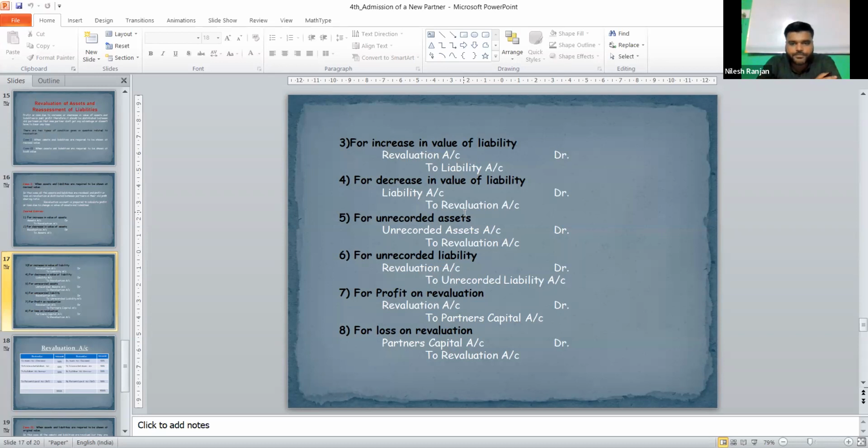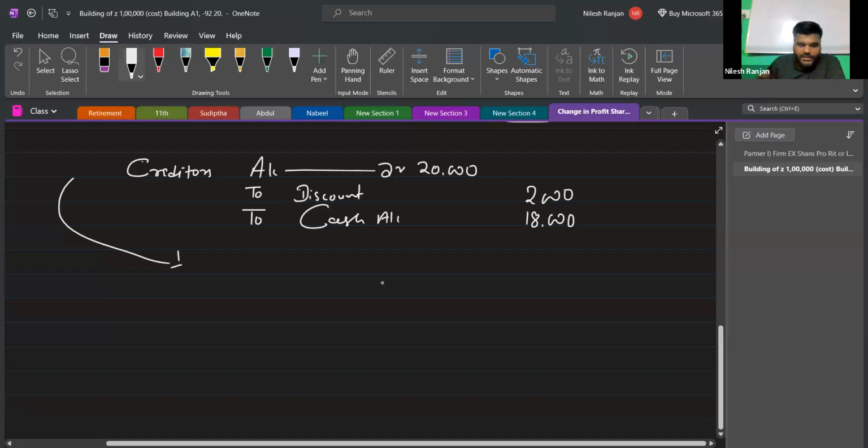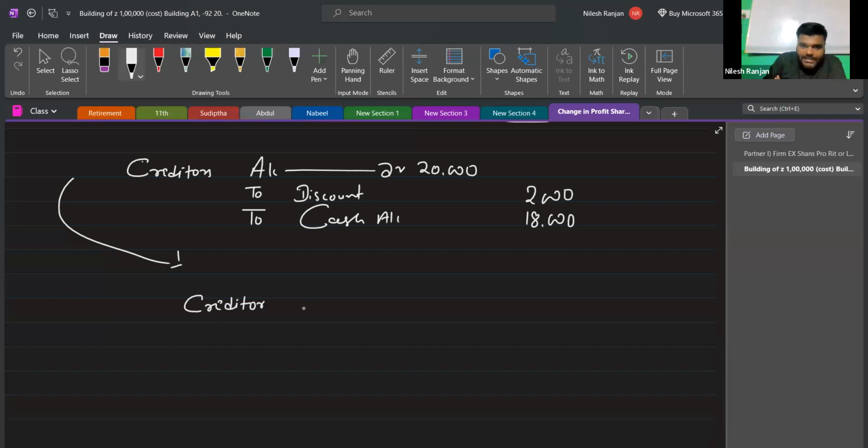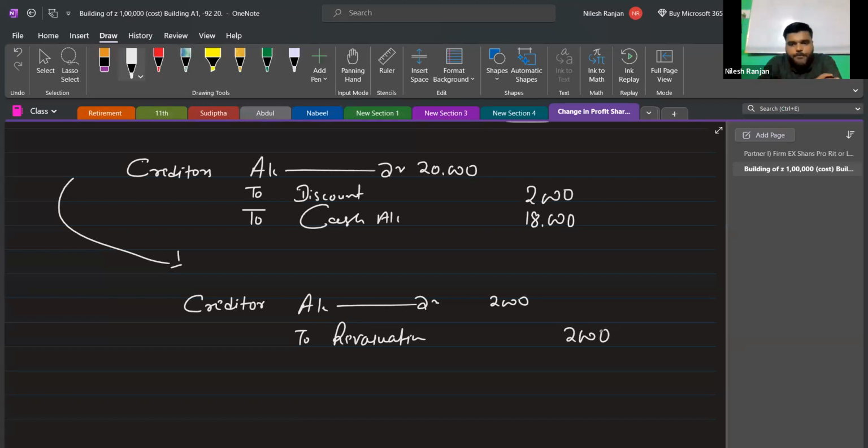Is this clear? Sir, can you repeat what you just said? So I'm saying that if the value of liability is only decreasing, creditor account debit to revaluation, then we will write this entry, the second one, 2,000 and 2,000, because there is no payment here. The line will say creditors have agreed to decrease their amount by 2,000. So it will be creditors account debit to revaluation account 2,000.